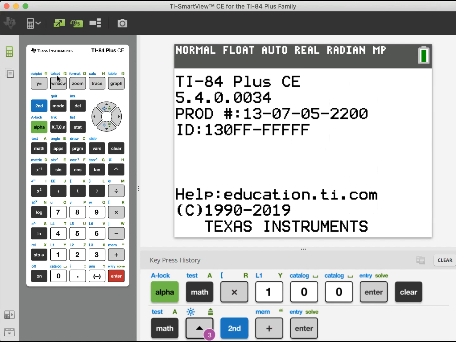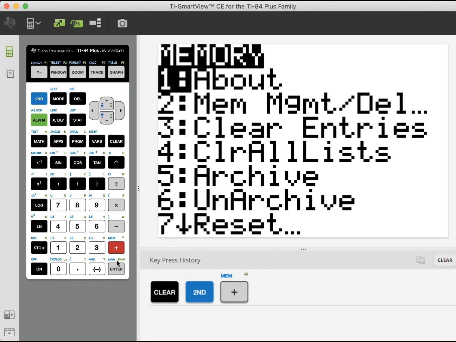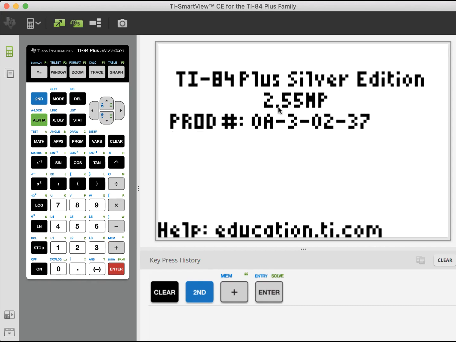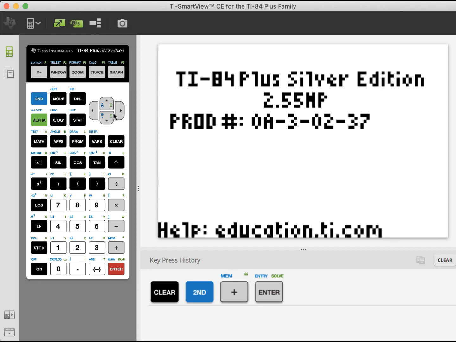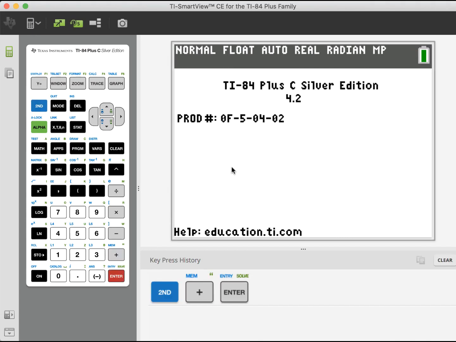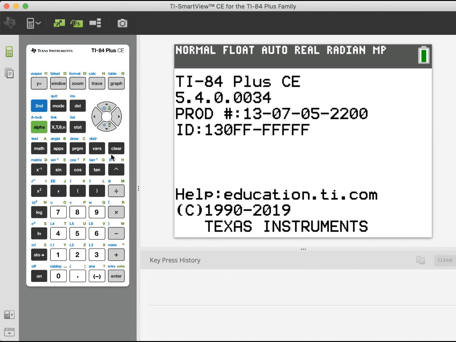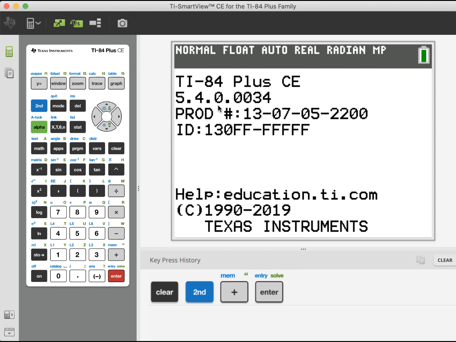How about just the regular TI-84 Plus here? So if I do second mem, which is the plus sign, and then enter, it should say 2.55 MP if yours is a TI-84 Plus of some sort. If it's a Plus C, it's about 4.2. Okay, good deal. So let me go back to the Plus CE here, because I prefer that one. Anyway, if we do second plus enter, the Plus CE is 5.4.0.0034. These are the newest versions.